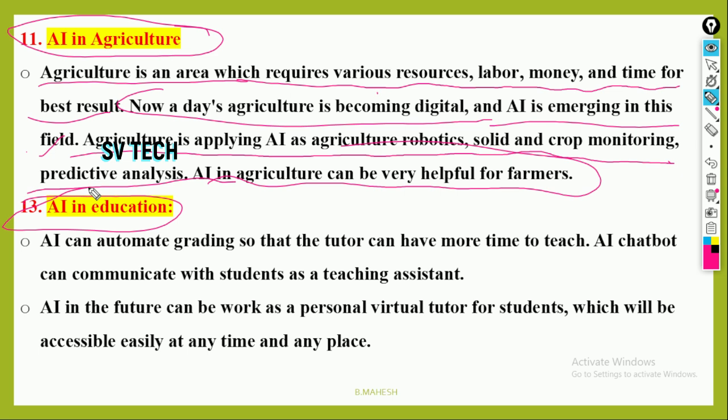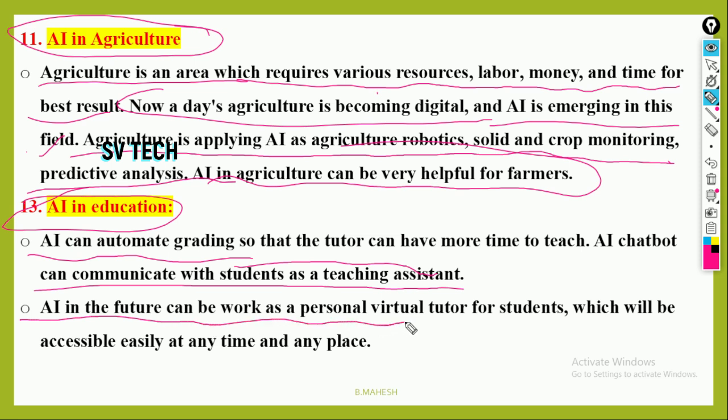AI in education. AI can automate grading so that tutors can have more time to teach and research. AI chatbots can communicate with students as teaching assistants. In the future, AI can work as a professional virtual tutor for students, which will be easily accessible at any time and any place.